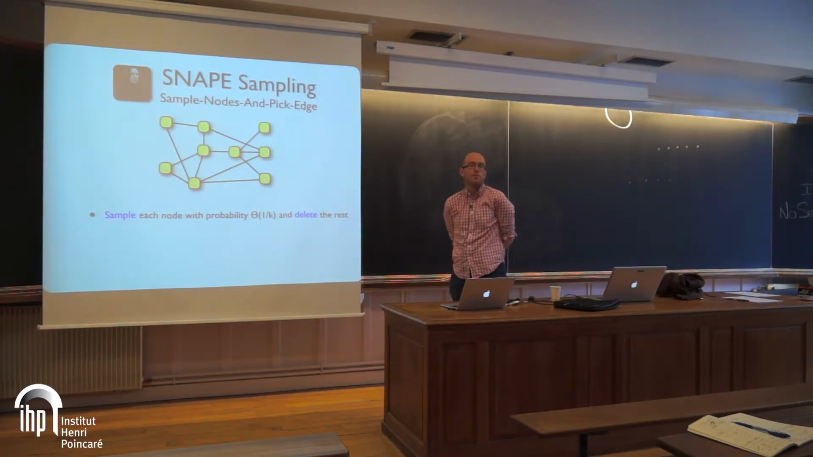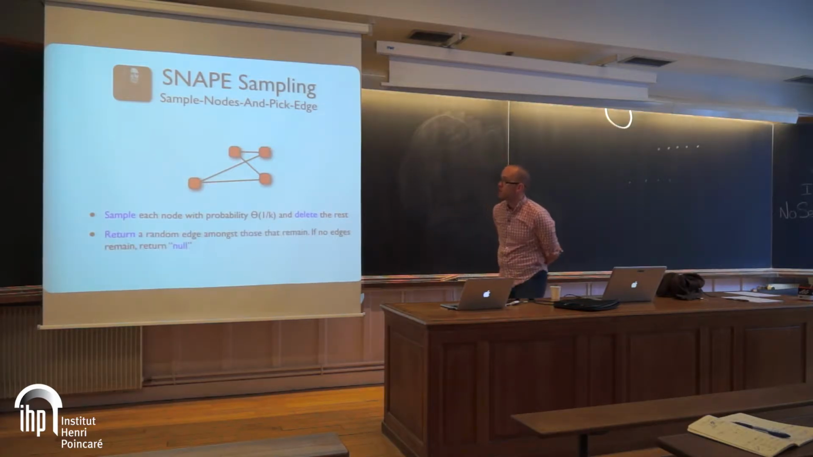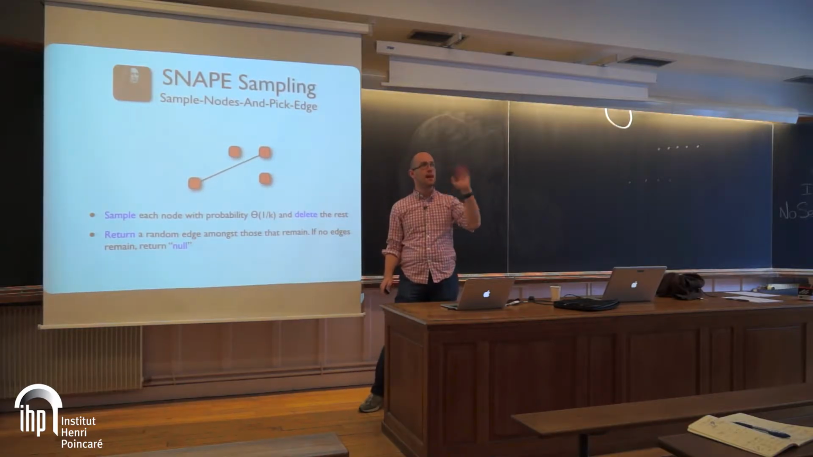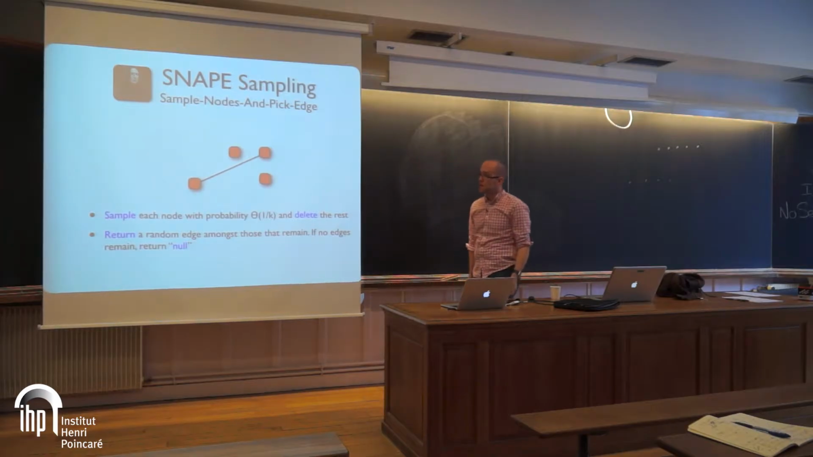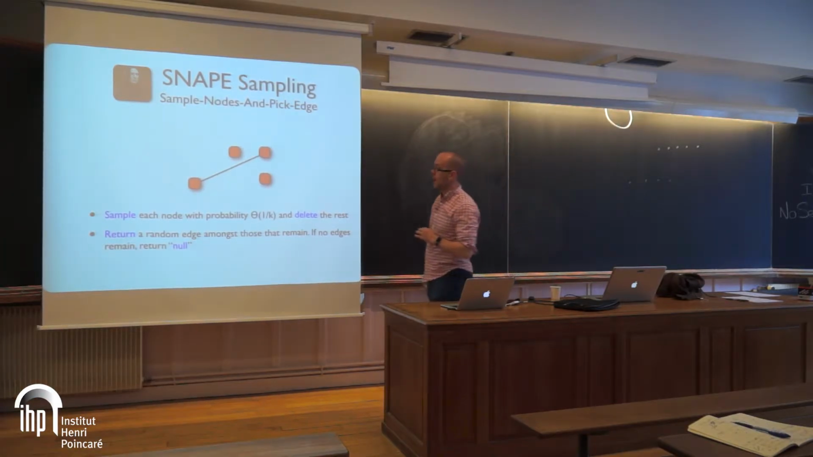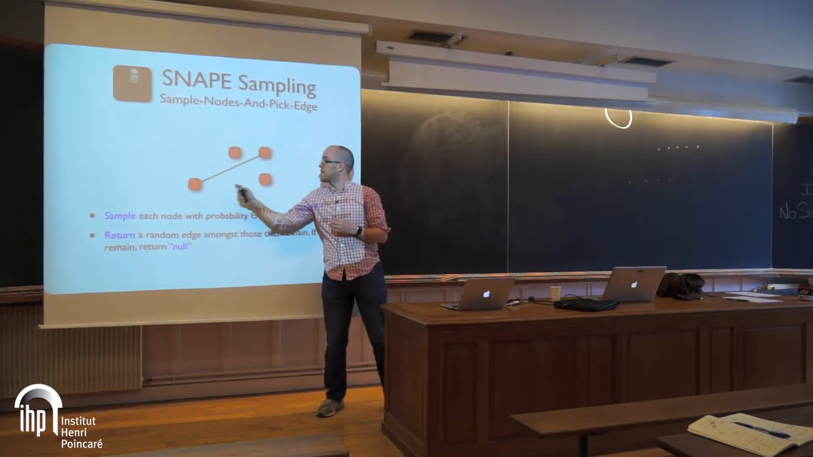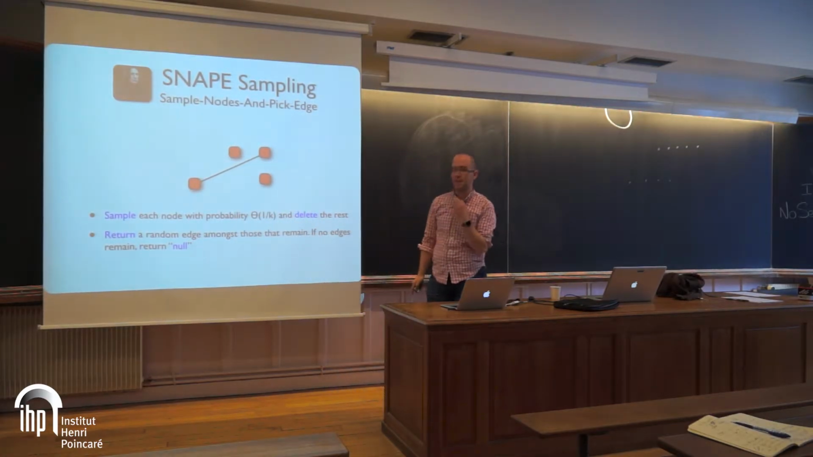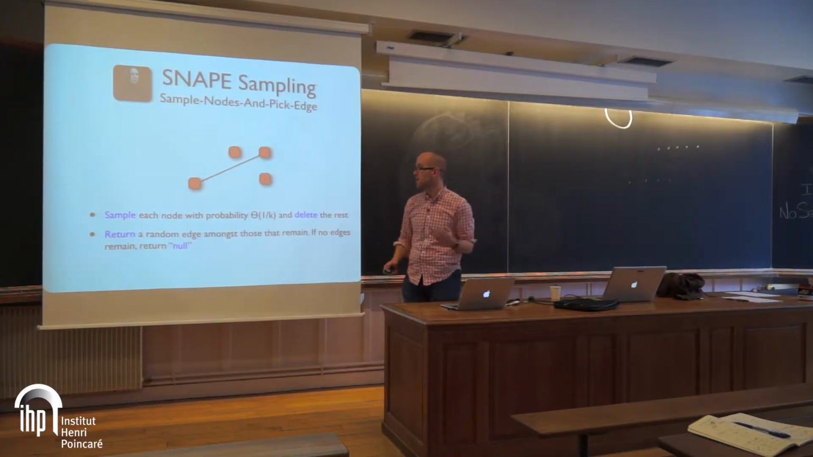This is the input graph, and I want to give you a protocol for picking a random edge in this graph. The protocol is as follows. We sample each node with probability roughly 1 over k, or in general with probability p, and we delete the rest. So maybe we sample those 4 nodes, and we delete the rest. Then in the remaining graph, we pick a random edge amongst those that remain. There are 4 that remain, maybe we pick this edge here. That's the edge I spit out. We'll call that edge a SNAPE sample.